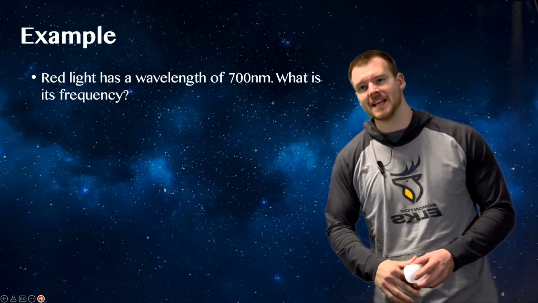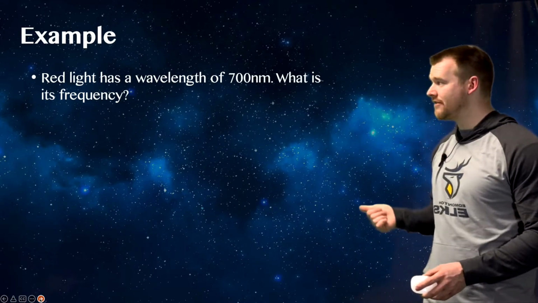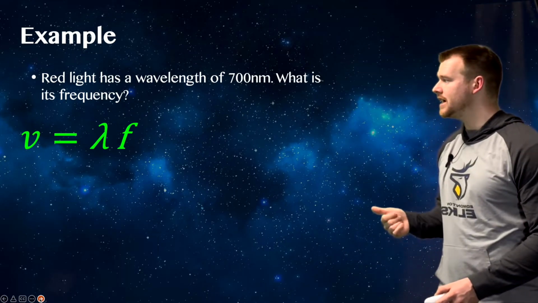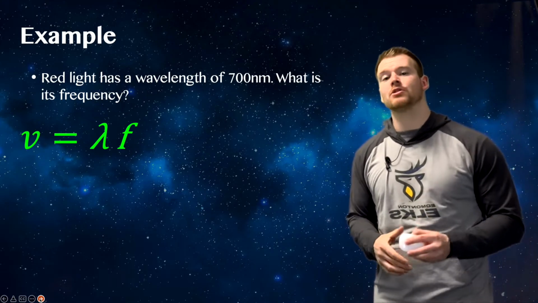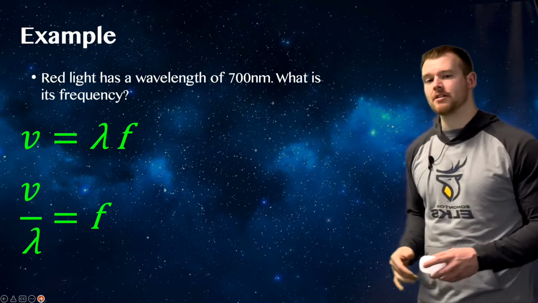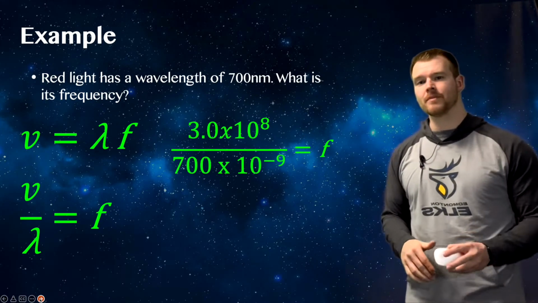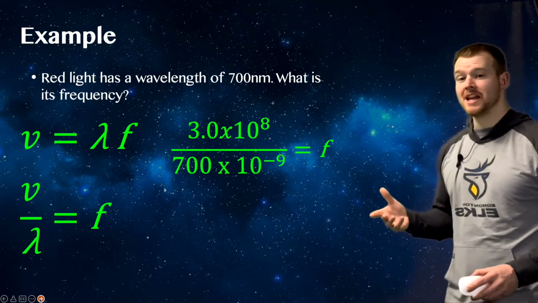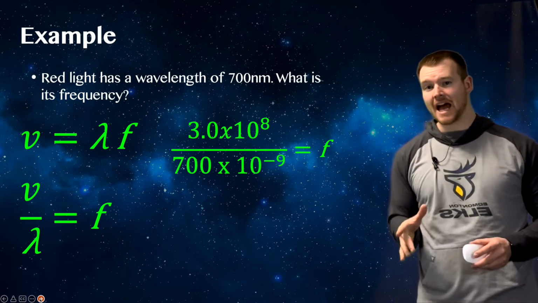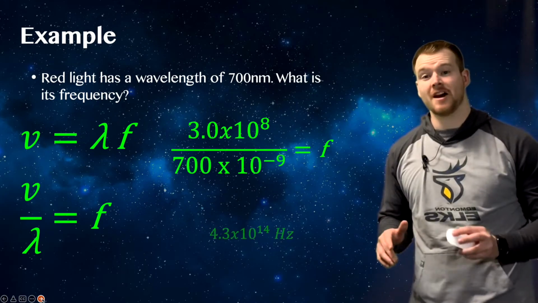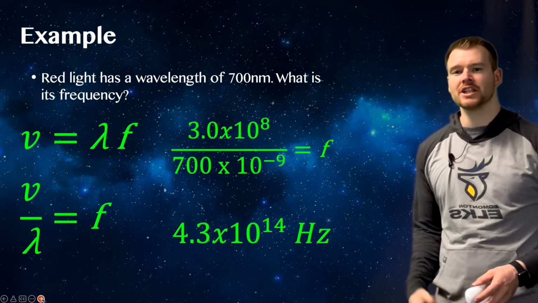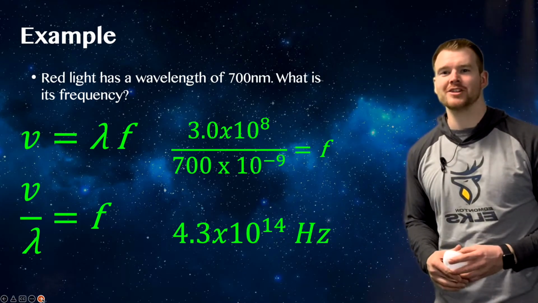So let's do a couple calculating examples. This one says red light has a wavelength of 700 nanometers. What is its frequency? So we'll throw up the universal wave equation of V is equal to wavelength times frequency. And we're trying to rearrange for frequency. So all I have to do is take the wavelength and put it on the other side. So V divided by our wavelength. We'll throw in our numbers. 3.0 times 10 to the 8 meters per second for V. 700 nanometers, so 700 times 10 to the negative 9 meters for our wavelength. And we get a value of 4.3 times 10 to the 14 hertz. So not too difficult of an equation, with 3 variables, not too hard to rearrange and move around.